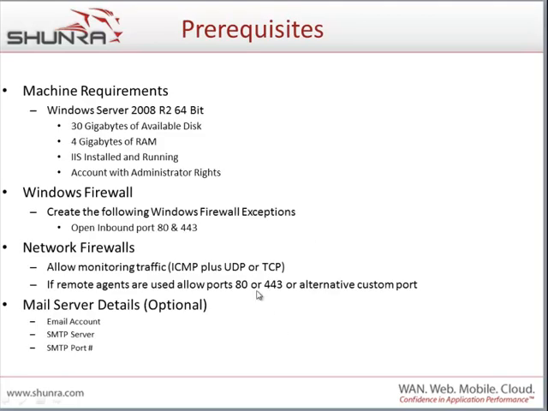You need to have a machine that has Windows 2000 Server 64-bit, 30 gigs of available disk space. This is going to allow you to run for a few months without running into disk space issues, assuming that you use it pretty heavily. IIS needs to be running with an account that has administrative rights. Windows Firewall needs to be open for port 80 and 443. Network firewalls need to be open for the same 80 and 443 inbound. You can set up Network Catcher Server to only use 443 inbound if you like, and that'll be part of an advanced setup, but you can definitely do that.